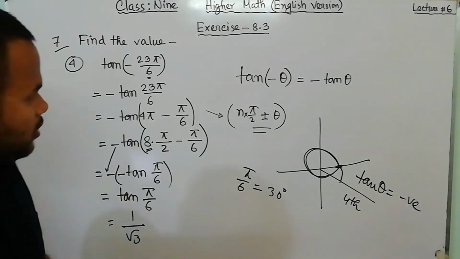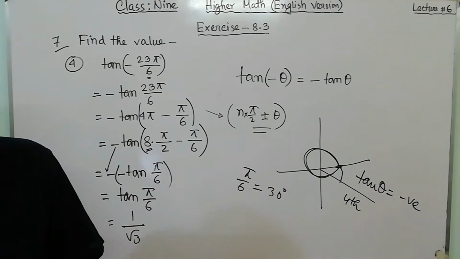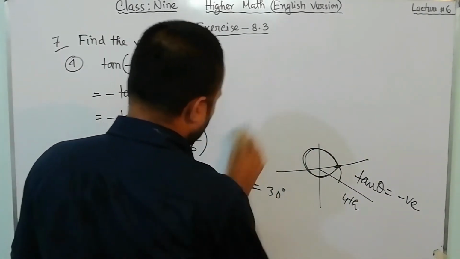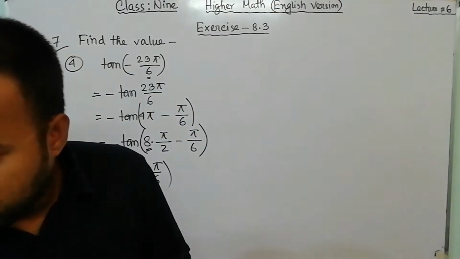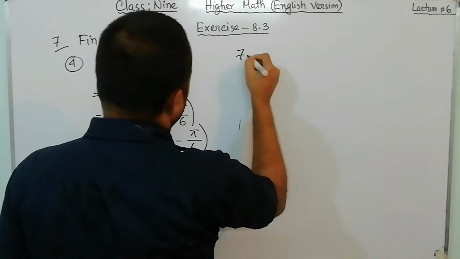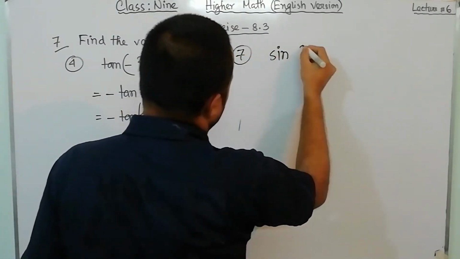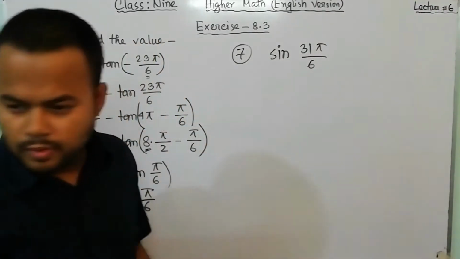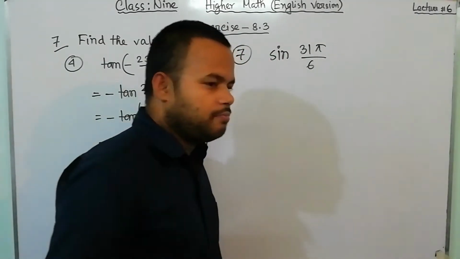Okay, now we'll do another one, that is number 7. Here, sine 31 pi by 6. Yes, sine 31 pi by 6.